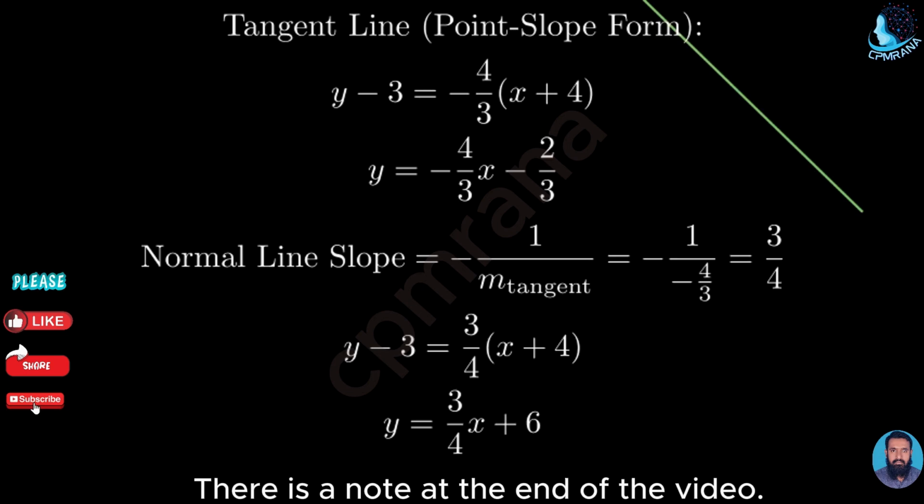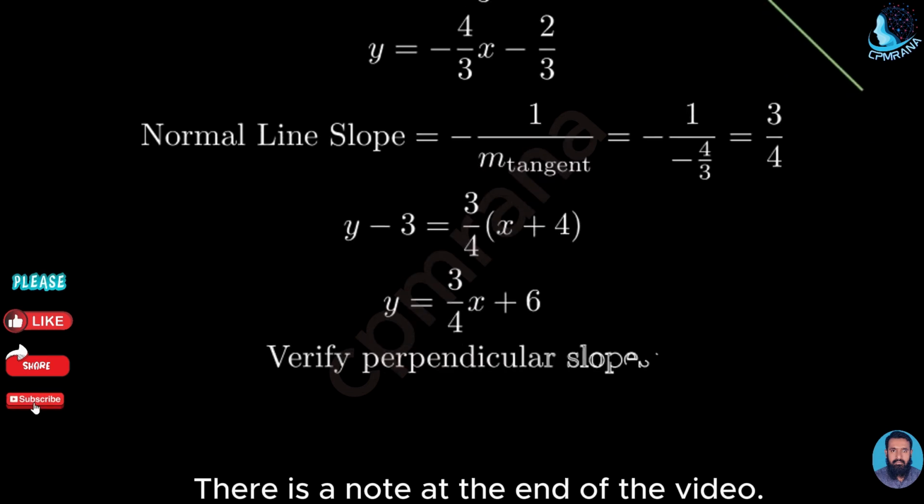Let's verify our work. First, we can check that our point lies on both lines. Second, we can confirm that the lines are perpendicular by multiplying their slopes. -4/3 times 3/4 equals -1, confirming they're perpendicular.